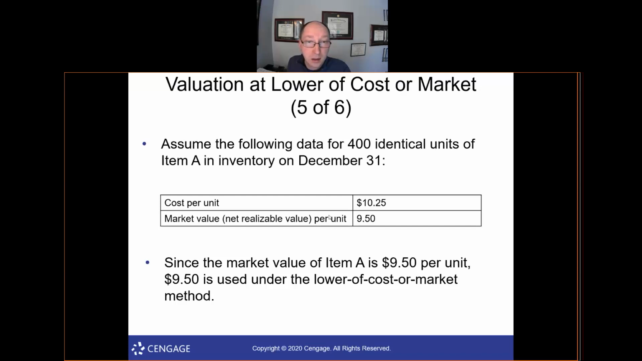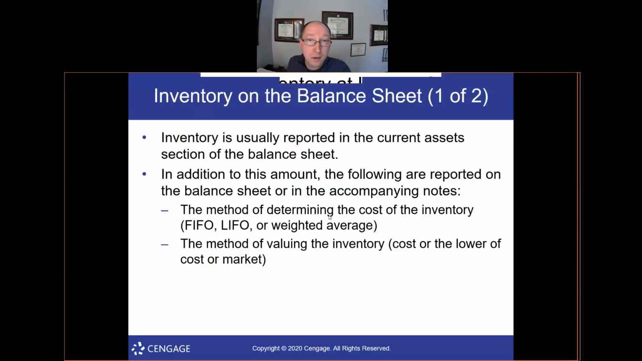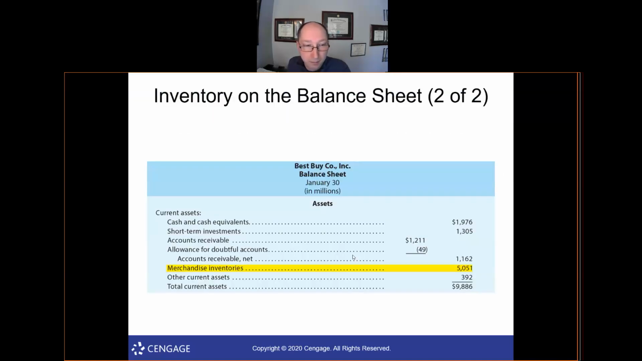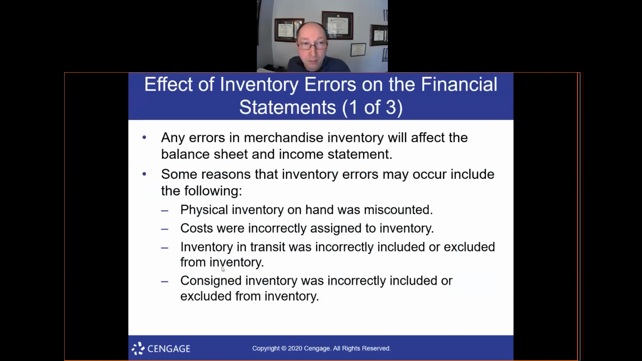Let's see an example. Okay, inventory on the balance sheet. Again, the cost of that inventory is recorded using either first in, first out, last in, first out, or the weighted average, or sometimes lower of cost or market, but usually not. And here's where it is on the balance sheet. It's a current asset, merchandise inventory, or just called inventory.